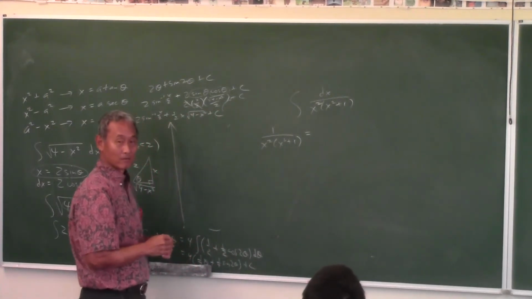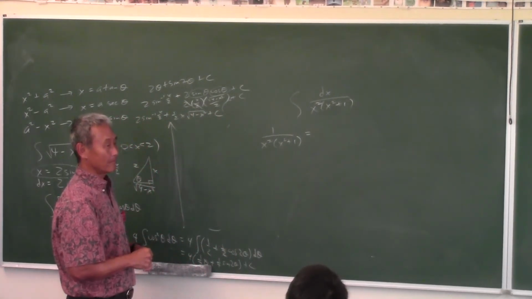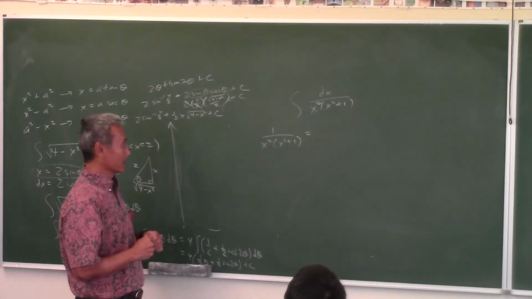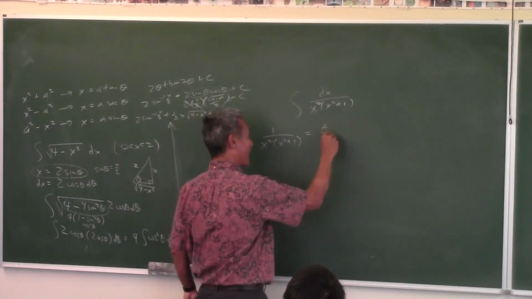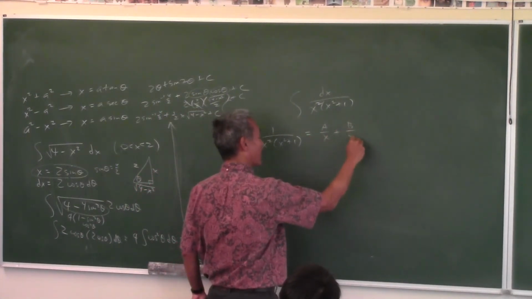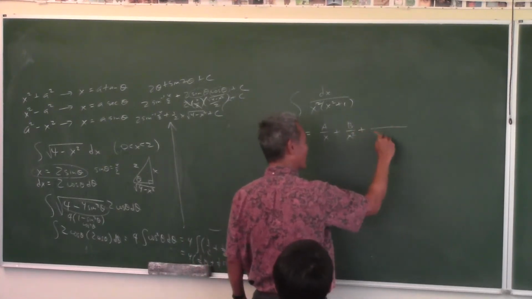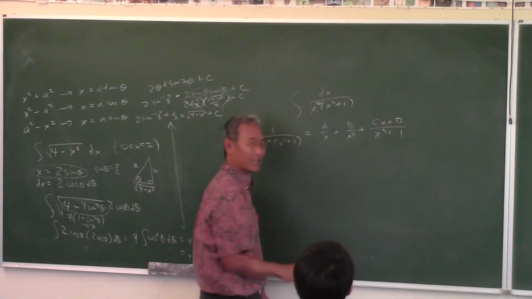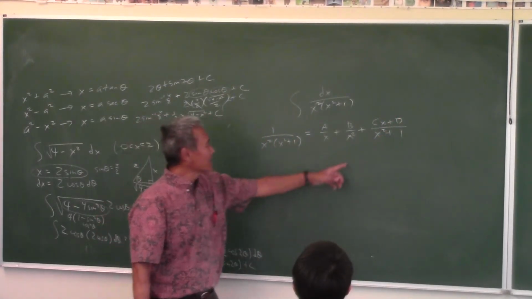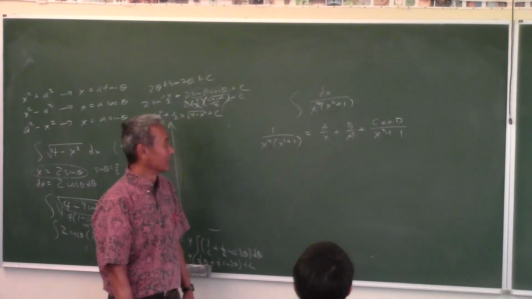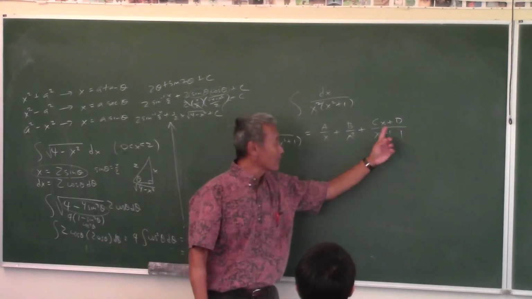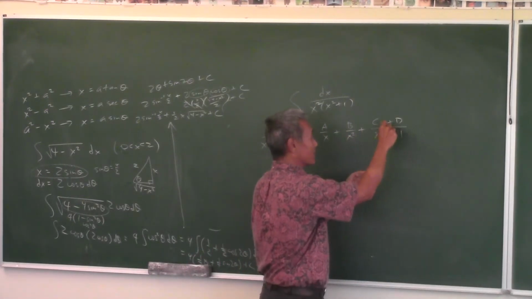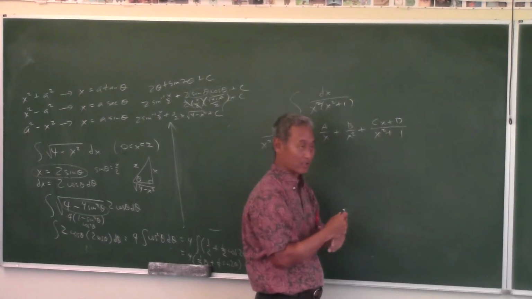You guys remember how? What fractions do I have to add together so that this will be the least common denominator? A over x plus B over x squared plus something over x squared plus 1. What goes up there? Cx plus D. How come there's a Cx plus D over there? Because it's an unfactorable quadratic. So whatever the degree is, if it's x squared plus 1, you have to put it one degree smaller.